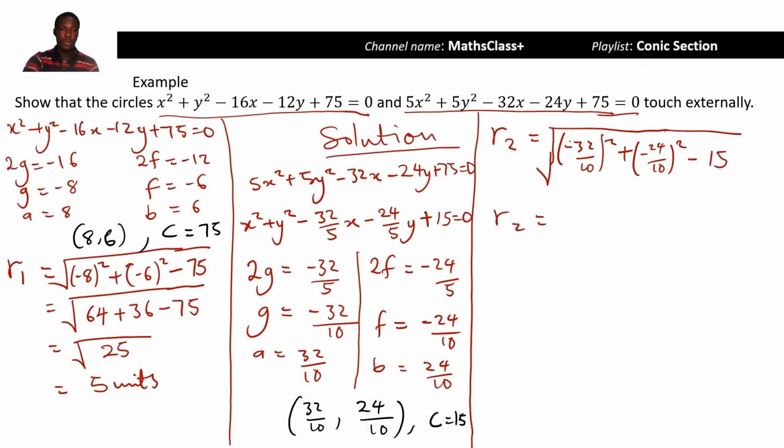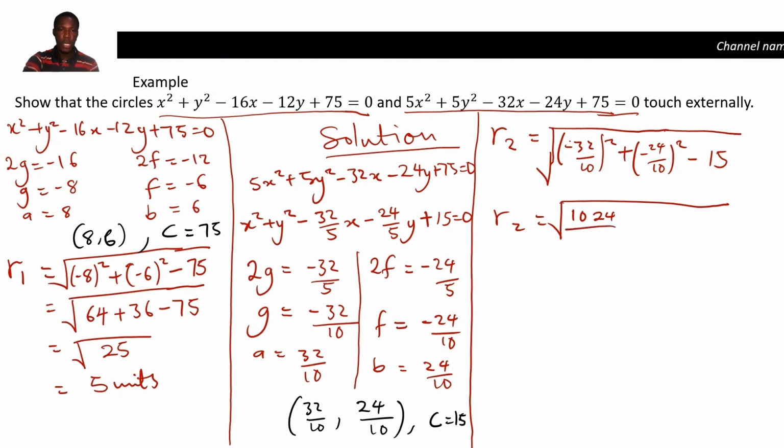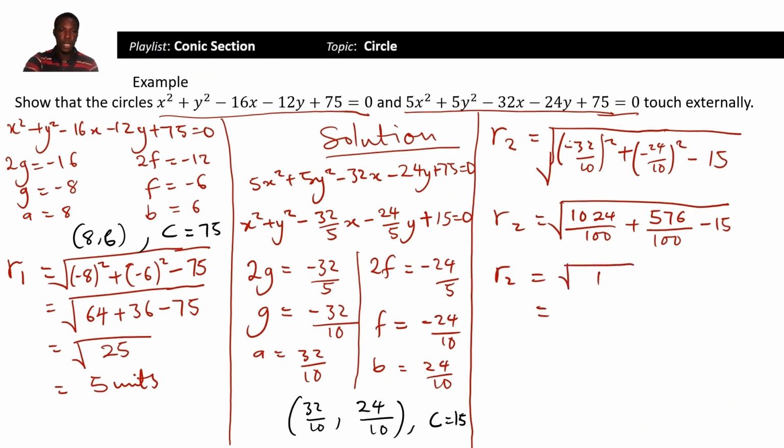So R2 will give me 1024 over 100 plus 576 over 100 minus 15. So my R2 will be equal to root of 1, which is equal to 1. And that will be the radius of the second circle. Now I have the radius of the two circles.